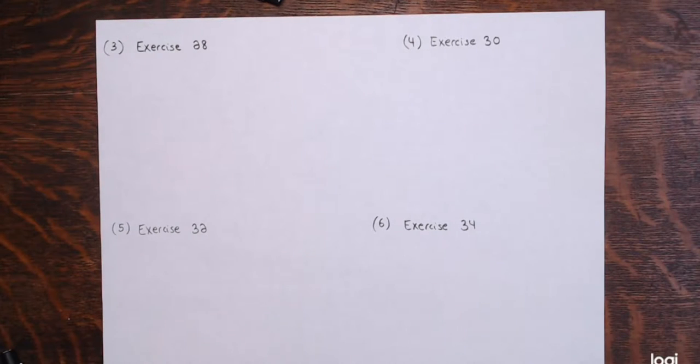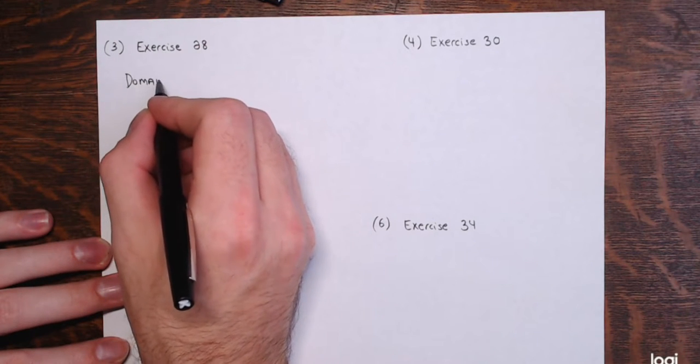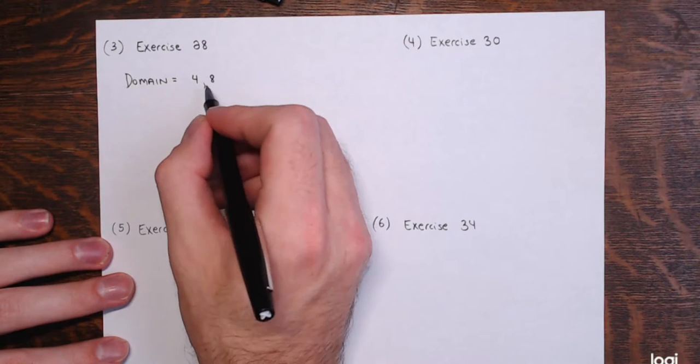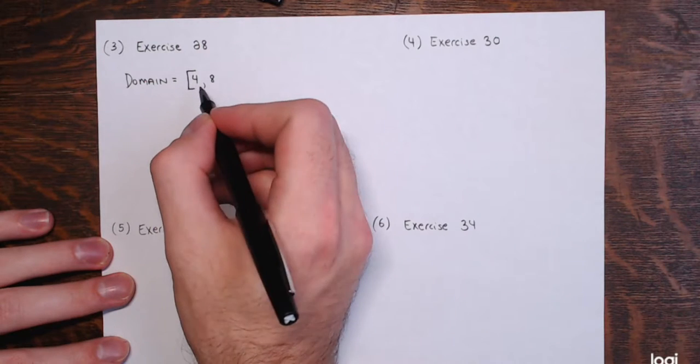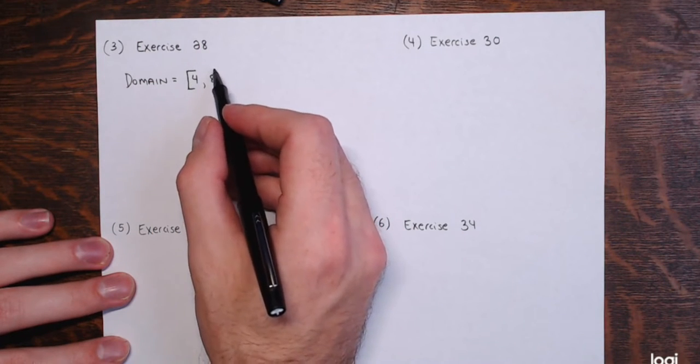All right, so for that particular one, the domain is all the values from 4 to 8, everything in between, including 4, right? Bracket on 4. 4 was used in that solid point as an x-coordinate, but not including 8, right? There was no solid point with 8 as an x-coordinate.